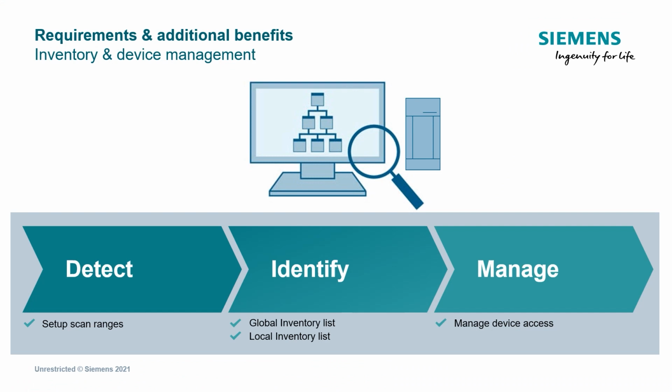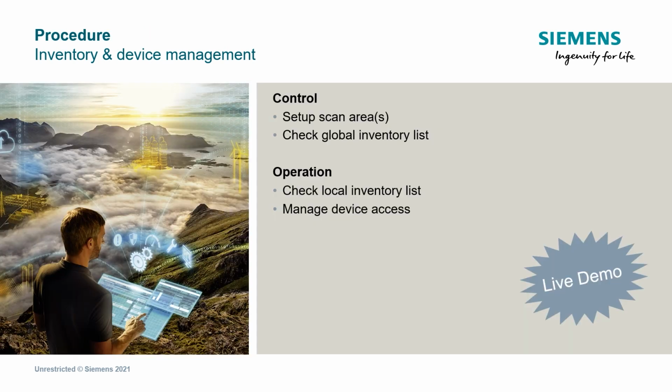We'll now carry out the following three steps in the SINEC NMS. First off, I'm going to show you how to add new scan areas or manage them in general. Then we'll take a look at the global inventory list and also at the local inventory list on our operations. Finally, I'll show you once more how you can manage your newly added devices. Let's take it step by step as follows.